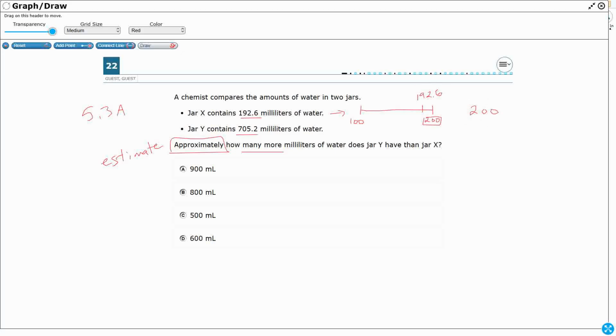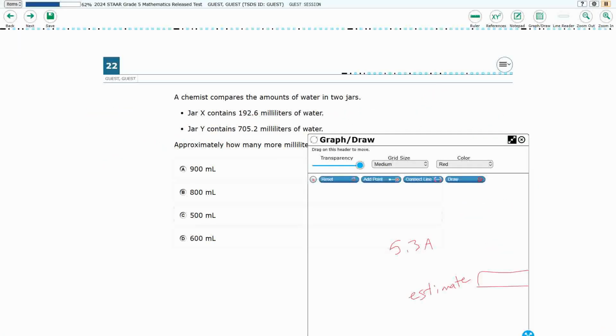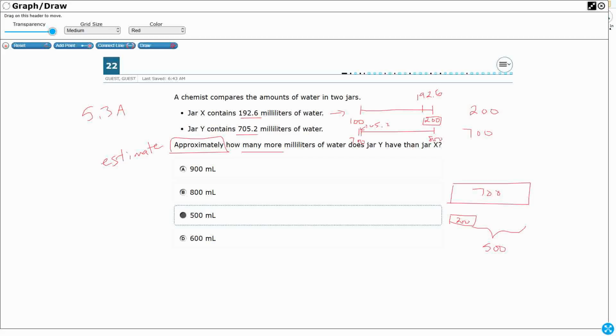And then I've got my 705. Could do the same thing. It's between 700 and 800. Look how close that is. That's 705.2. So that's really just about 700. So about how much more is my 700 than my 200? Well, if I'm comparing these, I'm looking to see what's the missing piece. The missing piece is about 500. So it's about 500 milliliters.